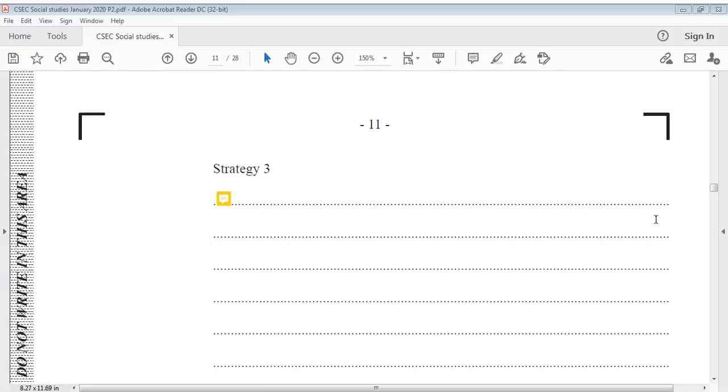So we have discussed quite a few strategies that you could use in explaining them for question two. So this is it. We have come to the end of question two.